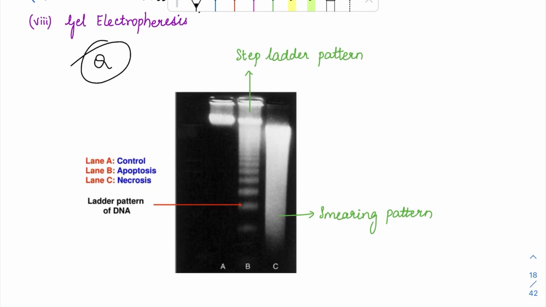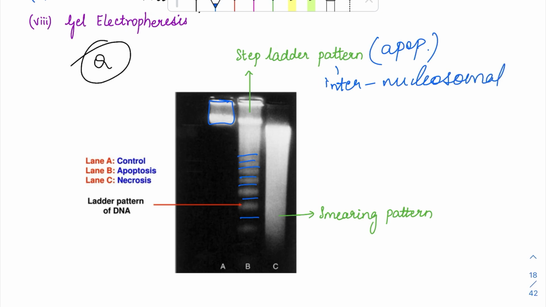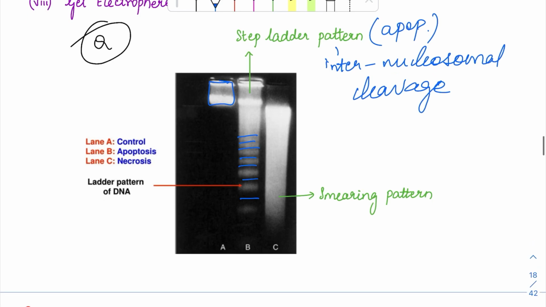On gel electrophoresis, this first image is the normal control. A normal cell, if it undergoes gel electrophoresis, will look like this. But if a cell is showing this kind of step ladder pattern, there are going to be some breaks in between. The step ladder pattern on gel electrophoresis is usually seen in apoptosis, and it is because of the internucleosomal cleavage, which we saw in apoptosis, that is responsible for this step ladder pattern.